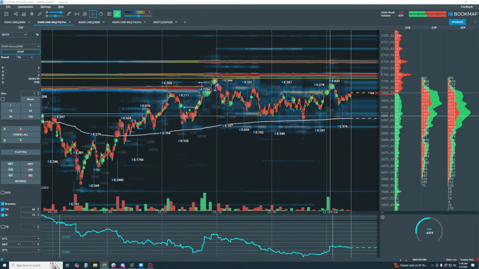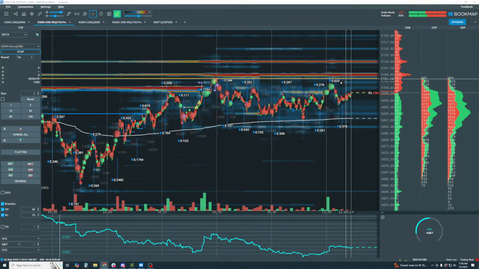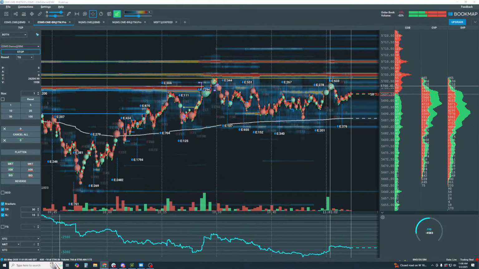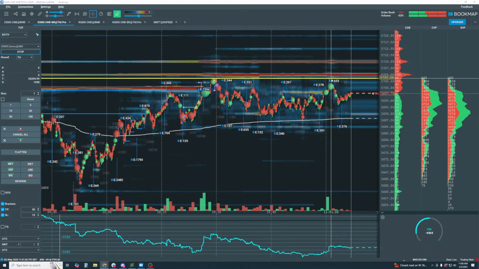Okay, it looks like it wants to go and retest. Well, we see the retest here actually. Just the figure though, Doug, it hasn't hit your 5703 level.